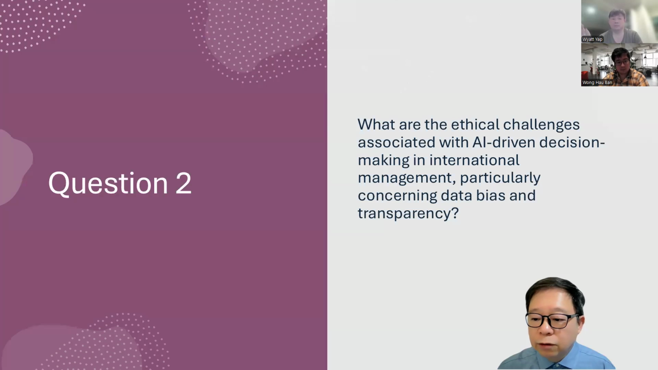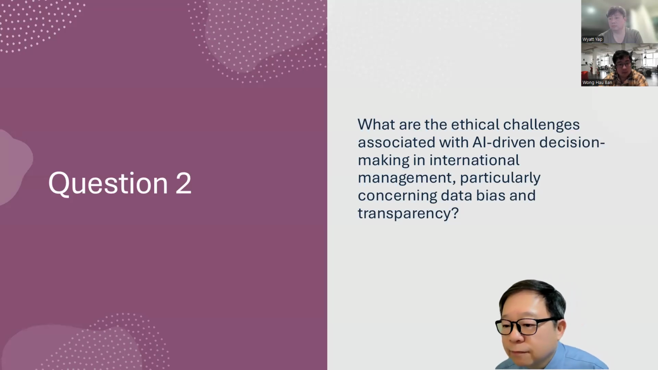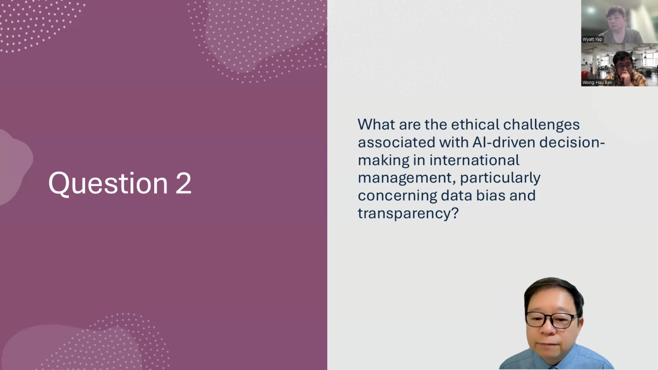Very good. So next question: what are the ethical challenges when we are making AI make decisions? Is there any ethical challenge that may get us into a wrong practice? I think this is a very interesting question, right? The ethical challenge when we're using AI to make decisions.